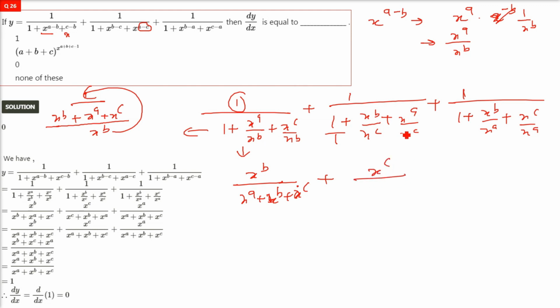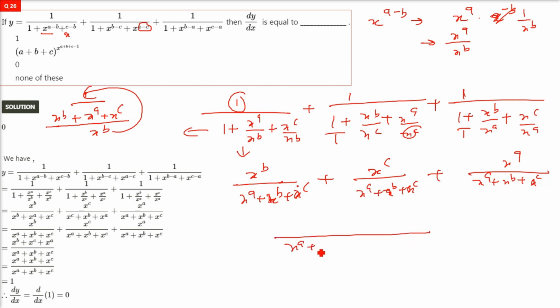x^c will go up. In the denominator, same thing: x^a, x^b, x^c, just add them. Then we have in the denominator, same case. x^a will go up. This will be x^a plus x^b plus x^c. So x^a, x^b, x^c. Now you have the denominator as the same thing. So this will be x^a plus x^b plus x^c.